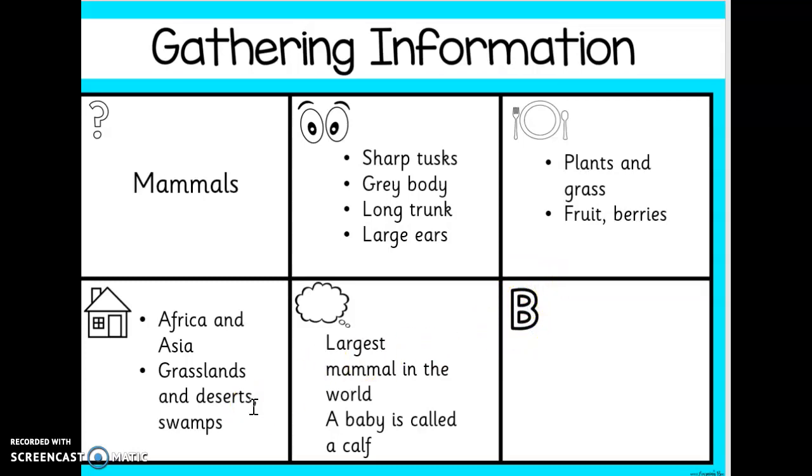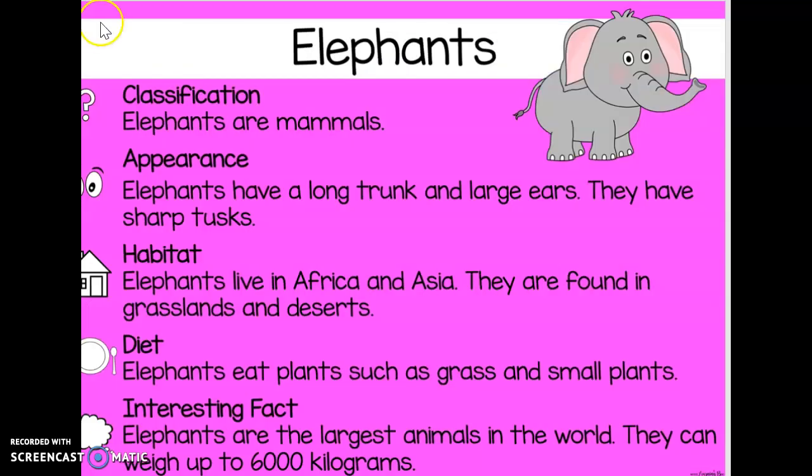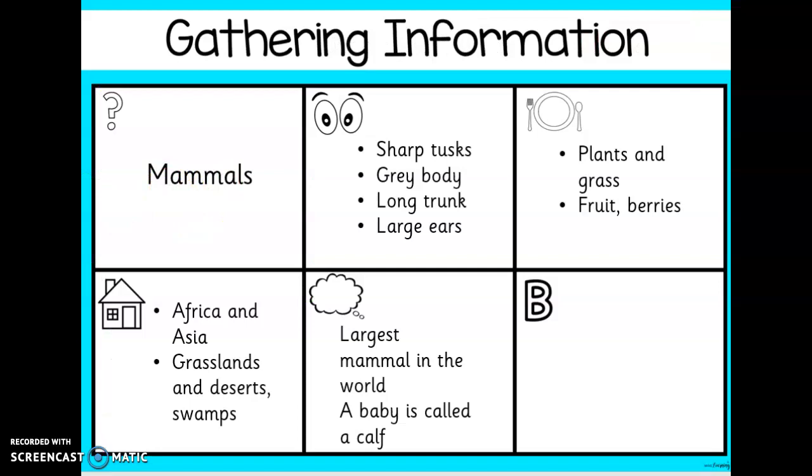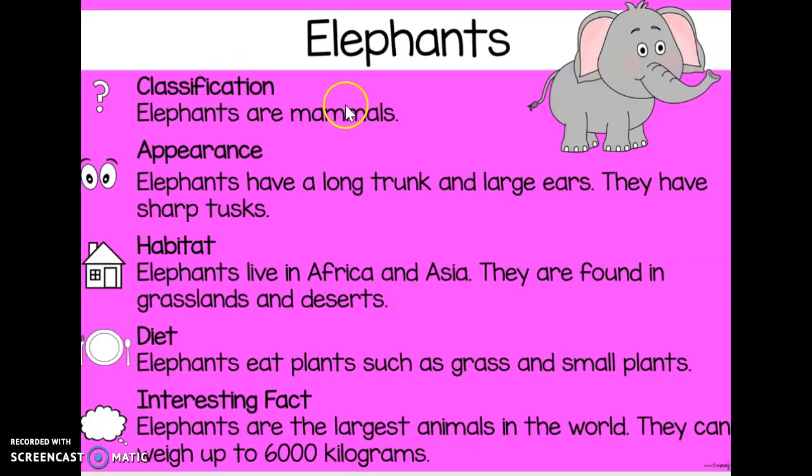So now I've gathered all my information, what I need to do now is write it into a report. So here's one I prepared earlier. I'm just going to move it over so you can see. I've made my full sentences. The first thing you would have is a picture of your elephant, and you and I know that we need to label all the different parts. So classification: elephants are mammals. We've gone from using our bullet points of mammals to writing a full sentence, elephants are mammals. Elephants have a long trunk and large ears. They have sharp tusks.